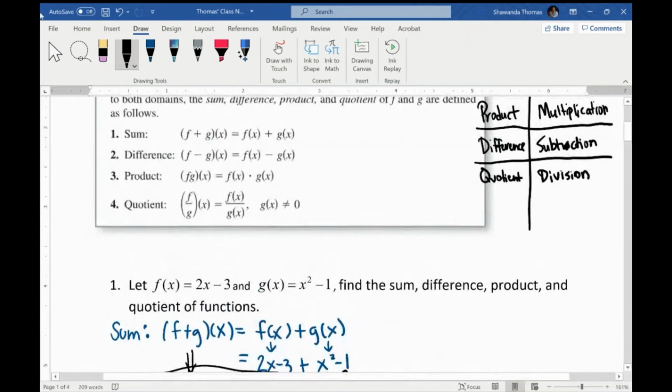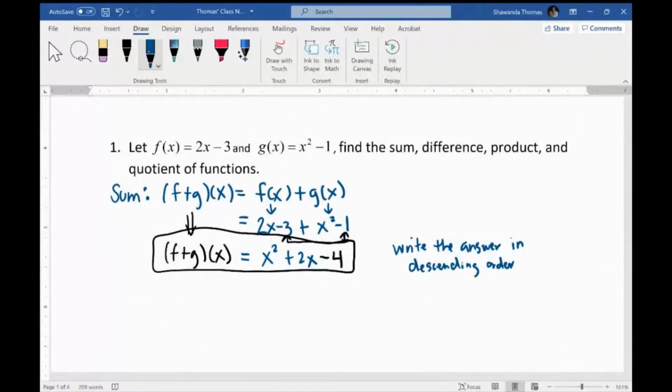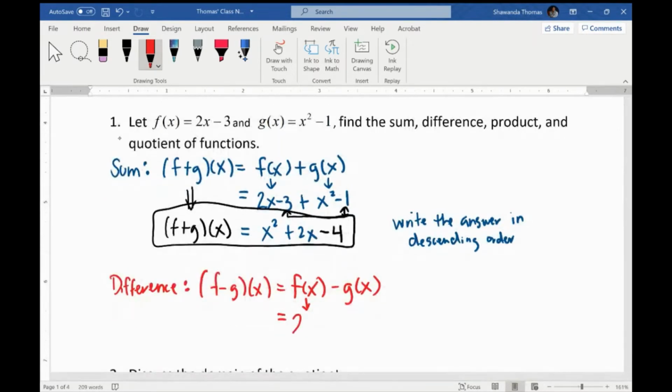As a reminder, this is the definition of difference. f minus g of x equals f of x minus g of x. Be familiar with the definitions. It's not too hard to learn those. All right, difference. f minus g of x equals f of x minus g of x. Again, what's f of x? 2x minus 3.